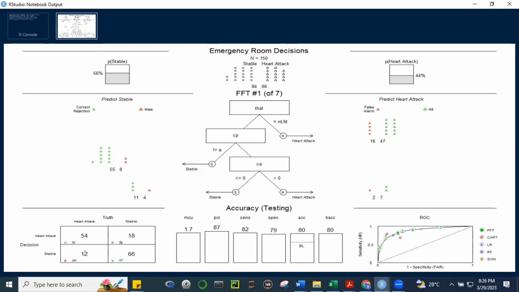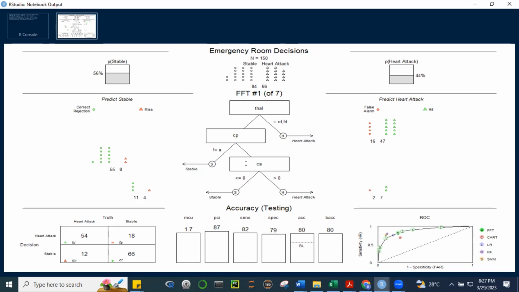This 12. It was predicted to be stable. Ito, stable, stable. 8 plus 4, that's 12. Predicted as stable. Pero actually, nagka-heart attack yun. Diba? So ito yung mga maling predictions. So itong 12 at saka si 18. Okay, if you can see here, 16 plus 2, that's 18, no? So maling prediction yan. Kasi predict niya na may heart attack. Ito yung mga prediction na heart attack, ito yung prediction na stable.